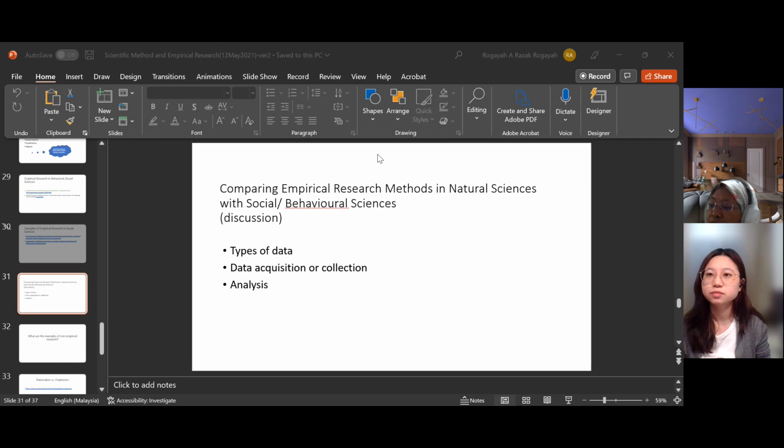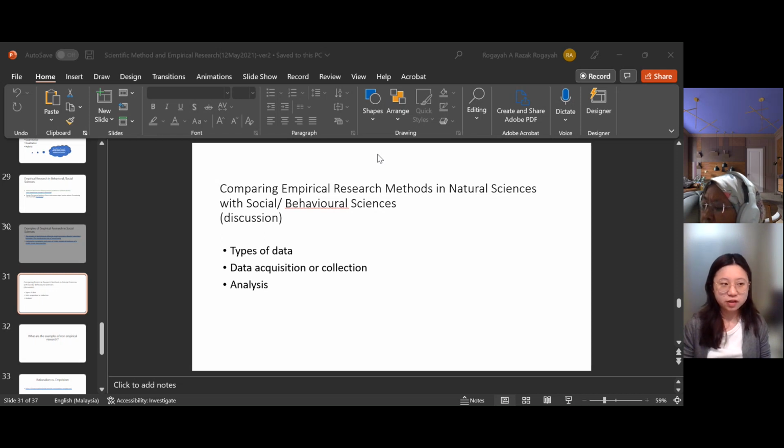The natural science scope of study would be to look at the factors which cause or contribute to the rising water. Yes. So far, is that okay? Yeah, types of data is clear. Okay, then next will be data acquisition.